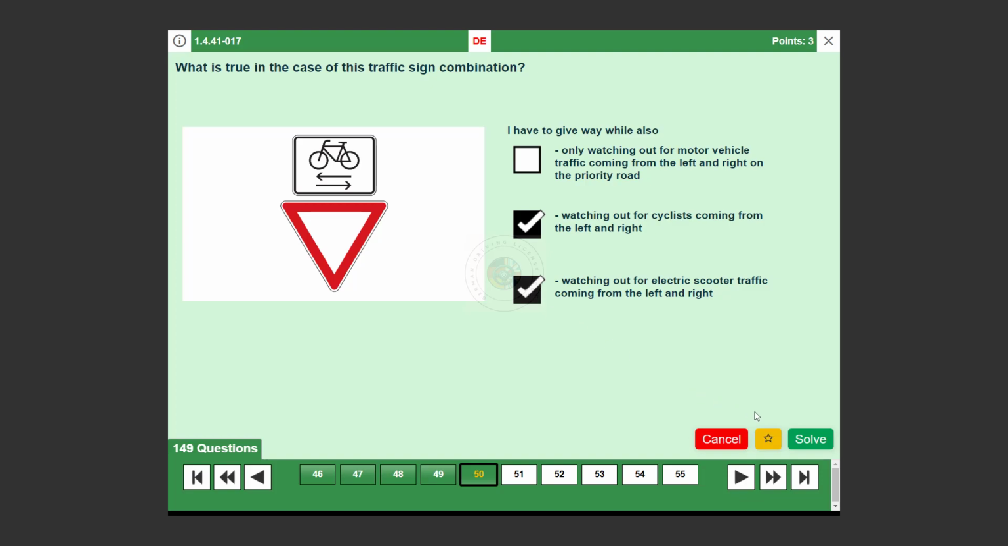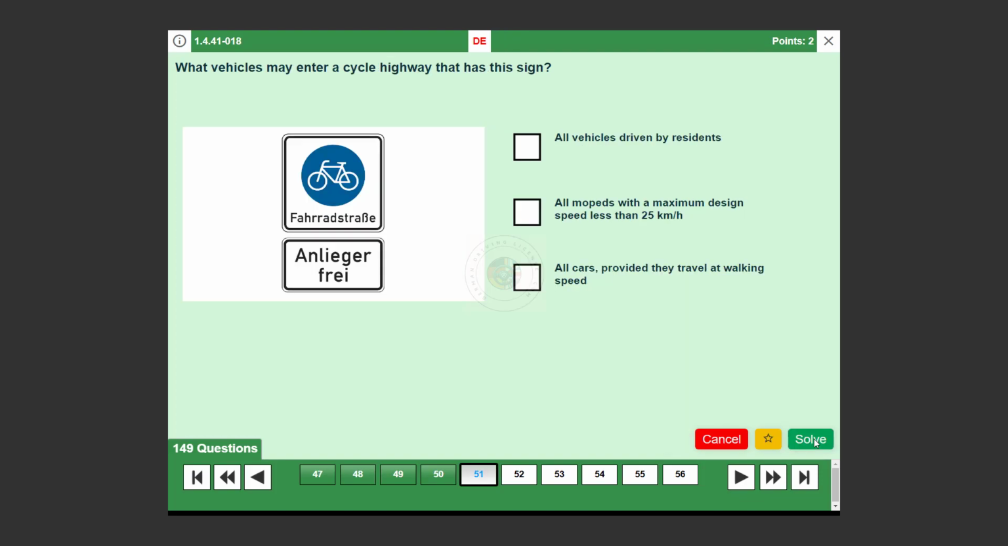Watching out for cyclists coming from the left and right. True. Cyclists, as well as electric scooters, are to be expected from both directions, and drivers need to be cautious when approaching the area.